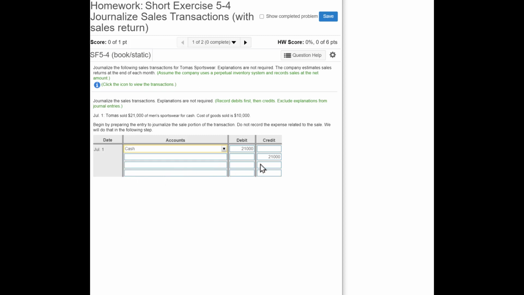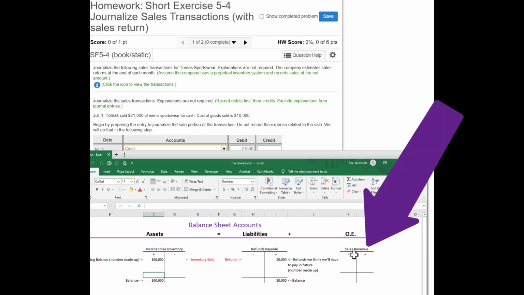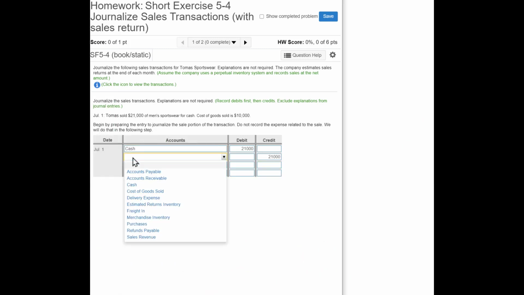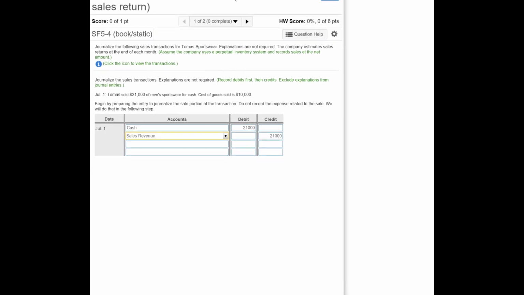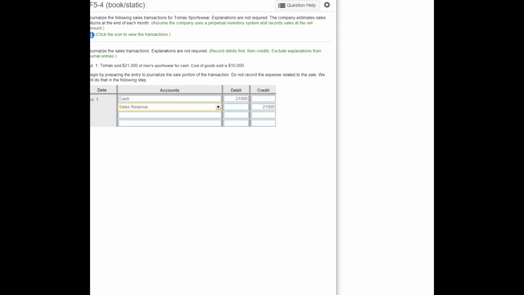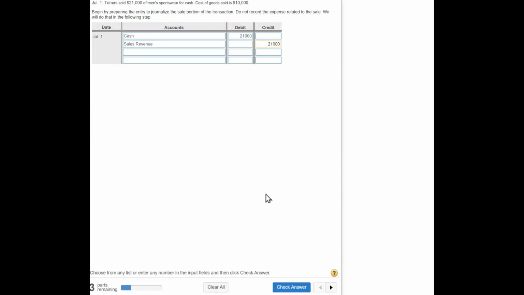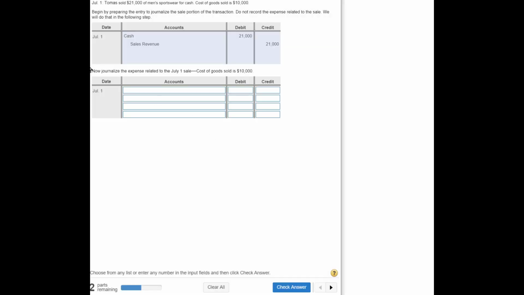Okay. And since we have a sale, we need to increase the sales revenue account. And how do revenue accounts increase? They increase on the right side. So sales revenue will be credited. Now let me move this up so we can see things a little better. So now that I've repositioned my window, let me check my answer. Well done.